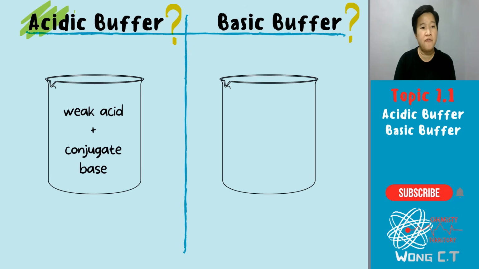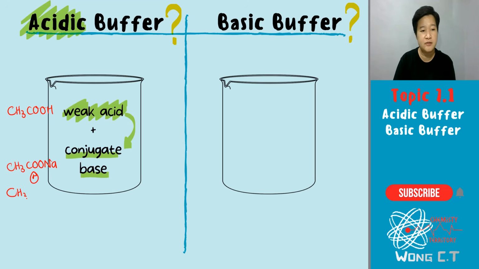Your acidic buffer solution will be formed when you have your weak acid mixed with its conjugate base. It must be mixed with the pair of the conjugate base. So for example, my weak acid over here is CH3COOH. The conjugate base of this weak acid will be CH3COO-Na, or sometimes we will just write it as CH3COO-. I hope you remember in the first video we talked about the conjugate acid-base pair.